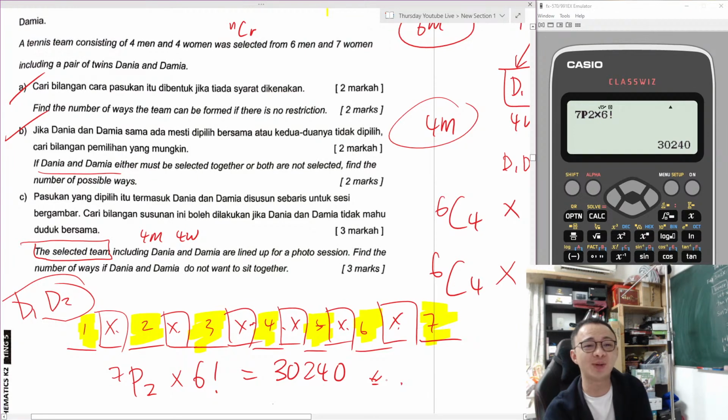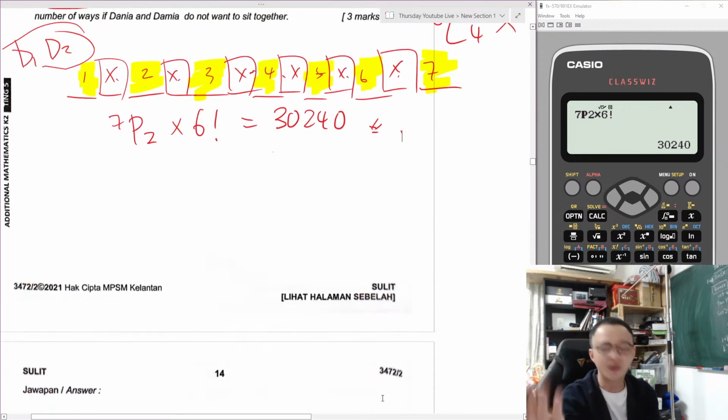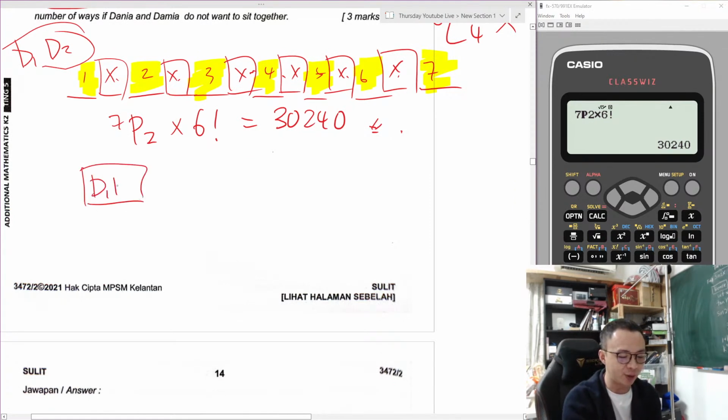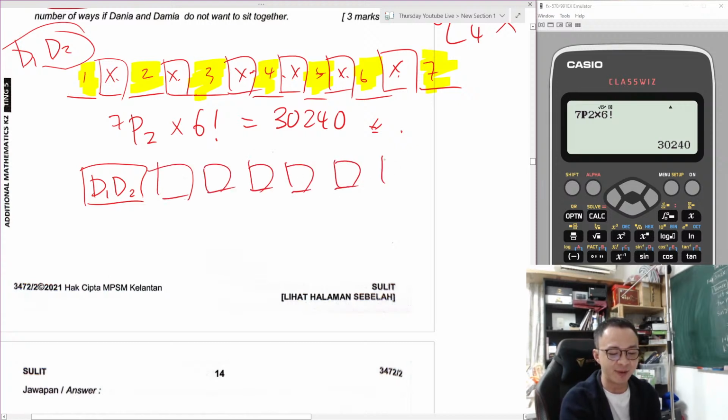Of course, I believe a lot of you prefer the method of using the total minus their sitting together. Yes, you can use that method as well. I guess you will definitely get the same result. So if I group D1 and D2 as sitting together, and then I have another 6 people here. Because the total is 8 of them, isn't it? So right now how many people do I have? 1, 2, 3, 4, 5, 6, 7.